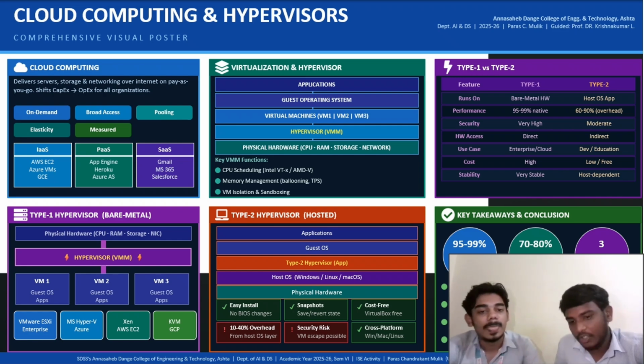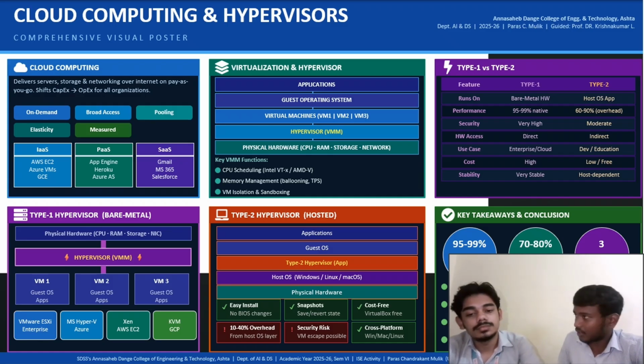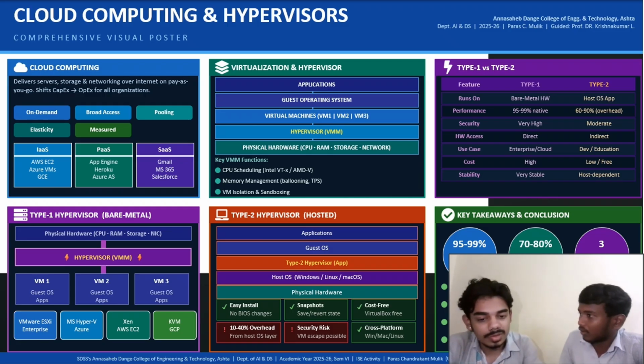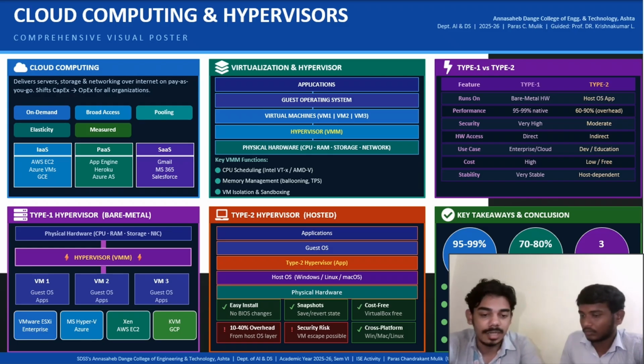Security question: if many VMs share one physical machine, can they see each other's data? Can they interfere? This is one of the most critical aspects of hypervisor design, and cloud providers take it extremely seriously. It is called VM isolation, and modern hypervisors enforce strict memory boundaries. One VM absolutely cannot read memory allocated to other VMs on the same host. The hypervisor mediates every memory access.